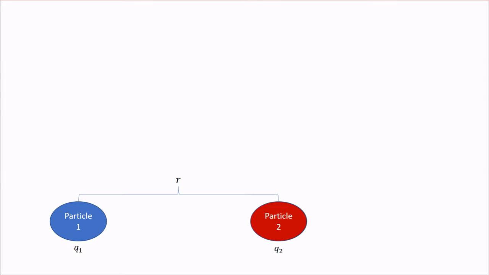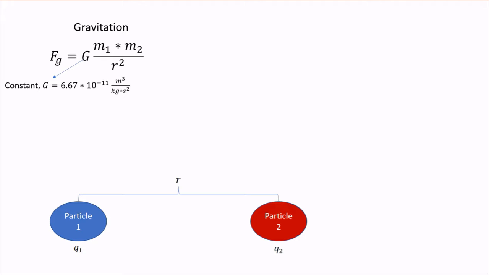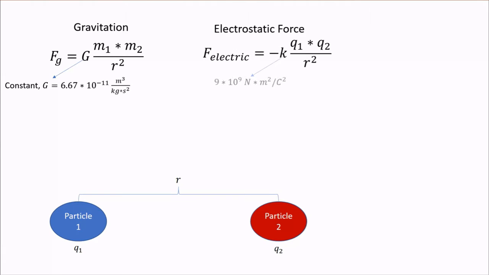Now that we understand how to determine the direction of the force, let's actually learn how to compute its magnitude. This is the formula for the gravitational force as a comparison, and this is the formula for the electrostatic force. They are actually very similar. The k in the electrostatic force equation is a universal constant that has this value. It serves a similar role as the big G in the gravity formula.